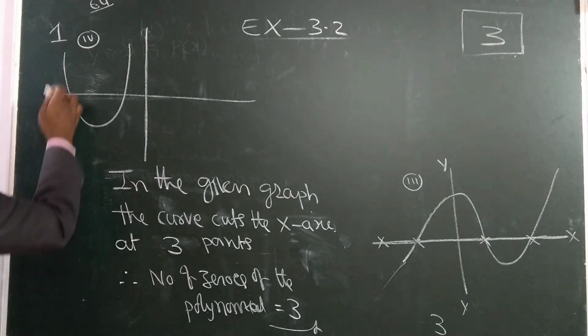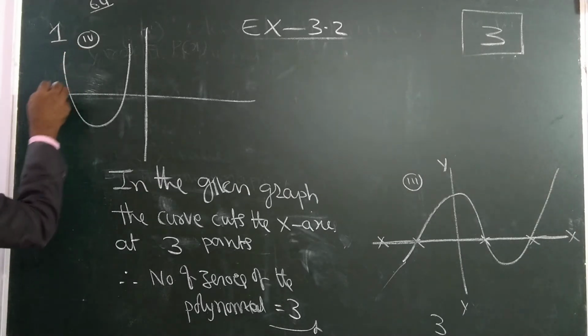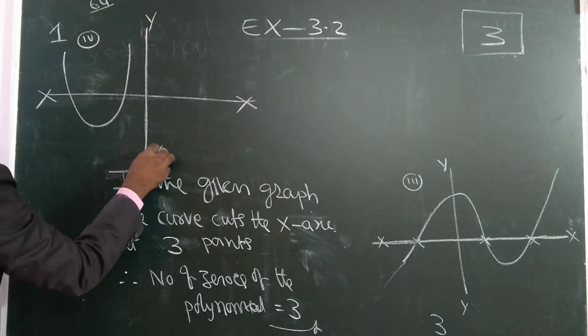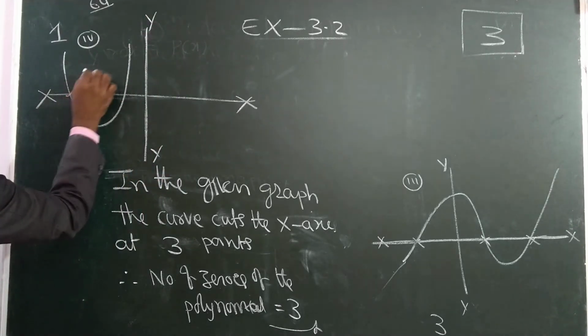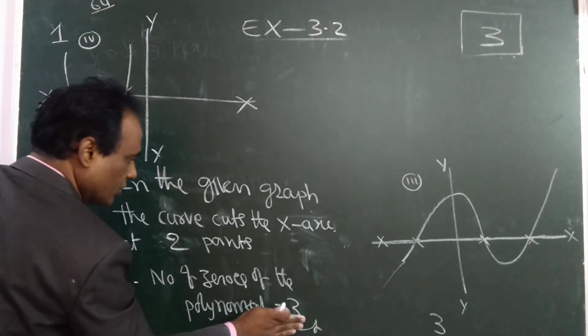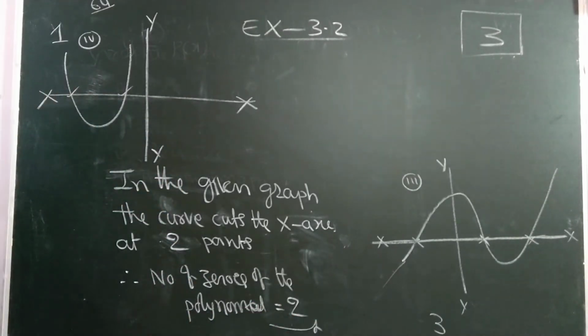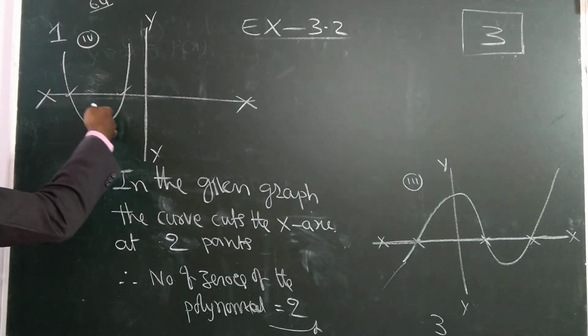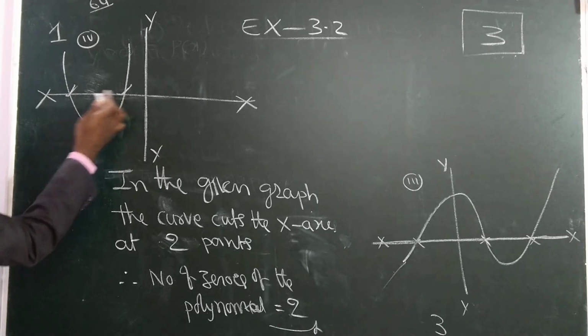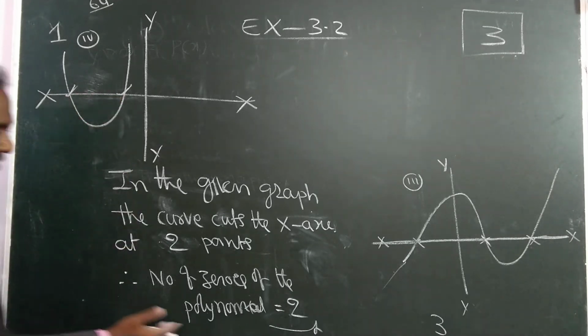In the given graph, see here, this is the graph, this is the x-axis, this is the y-axis. So the graph is cutting the x-axis at 2 points, 1 point, 2 points. So the number of zeros of the polynomial is 2. How many answers? 2 answers. Number of zeros of the polynomial is 2. So that is the answer right now.